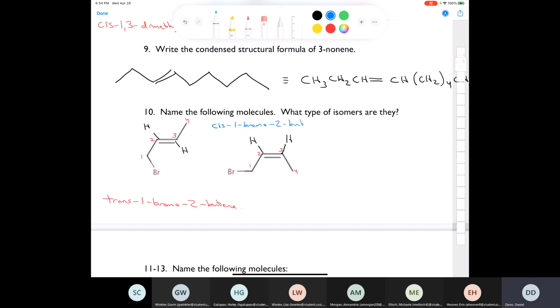2-butene. And not only are these compounds stereoisomers because they have the same connectivity but different arrangement of atoms in space, but you could also say that they are geometric isomers. Okay, geometric isomers because it's just the shape of the cis-trans bond that results in them being different molecules. So you could also call these geometric isomers.